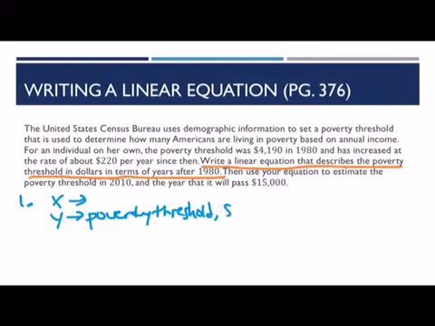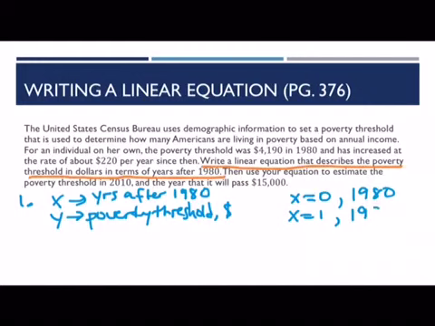Poverty threshold in dollars. And x is years after 1980. So let's talk a little bit about that. It's not actually saying that x is the year 1980, it's years after 1980, right? Or in other words, when x equals 0, we're referring to the year 1980. It's 0 years after 1980. When x is 1, that's the year 1981, right?